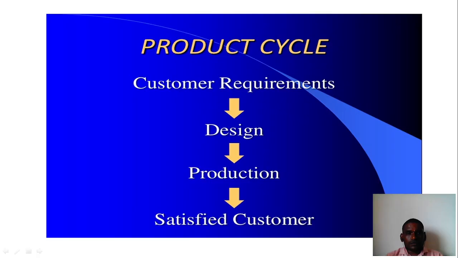Okay, so this is a product cycle. This product cycle represents the customer requirements. First you have to analyze the customer requirements. Based on that you have to design the product, and then based on the design you have to manufacture. You have to produce the product. This is production, so that the produced product must satisfy the customers. This is the product cycle of the failure mode effect analysis. That's a normal product.